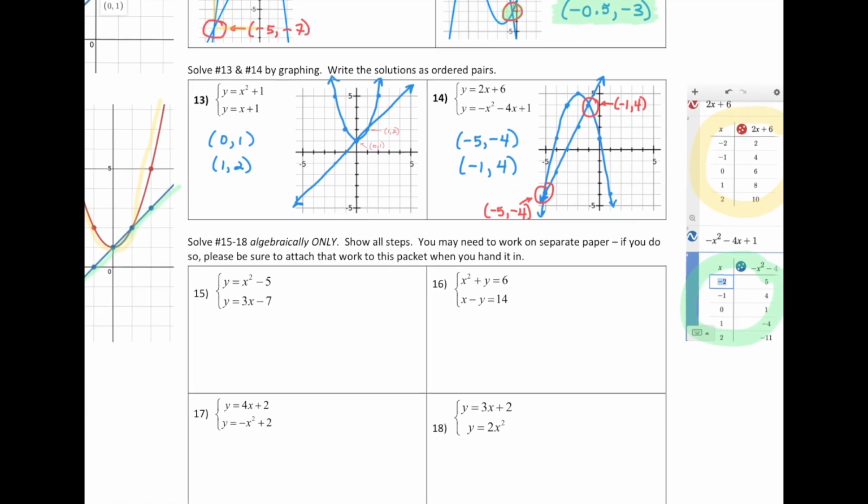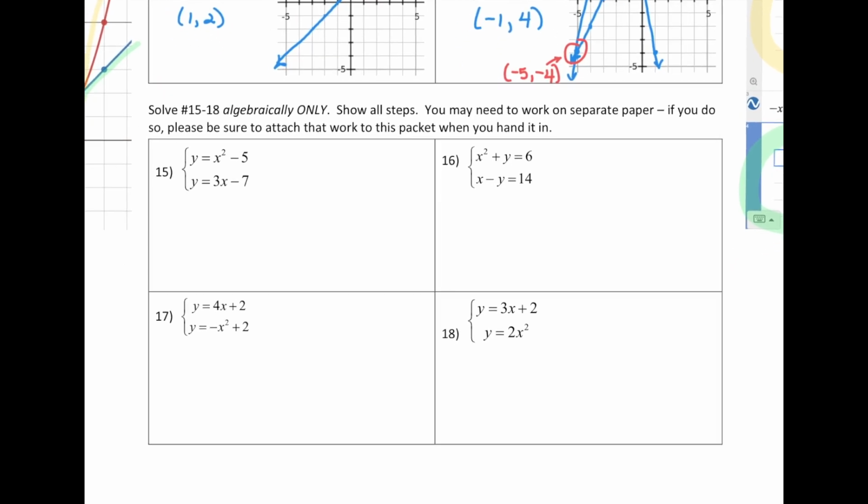Now, for these last 4 problems, remember that on your test, there will be one problem that says specifically, solve this algebraically only. So you're going to get credit for an algebraic solution only. Of course, you can check your solution by graphing the system and seeing where they overlap, but I'll give you credit for having solved them and shown your algebraic solution.